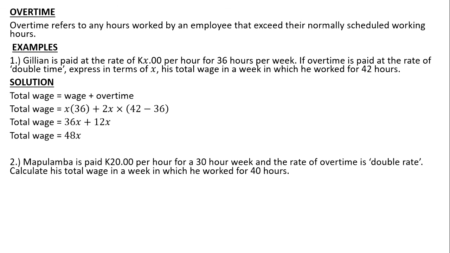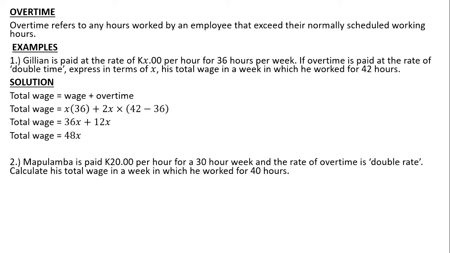Question 2. Mapulamba is paid 20 kwacha per hour for a 30-hour week, and the rate of overtime is double rate. Calculate his total wage in a week in which he worked for 40 hours. So his normal wage was 20 times 30. His overtime was 20 times 2, since it was double time, times 40 minus 30. His overtime hours was 10 hours.